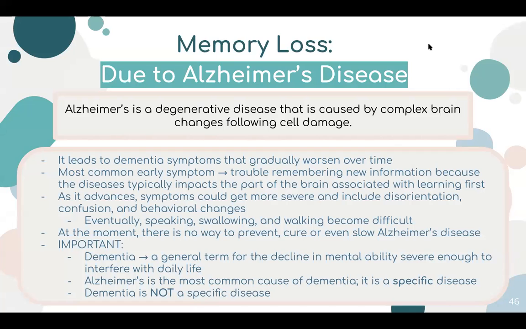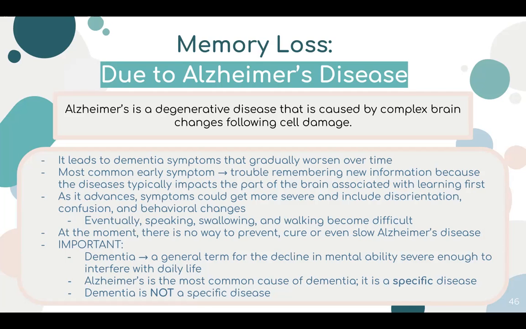The third factor is Alzheimer's disease. Alzheimer's is a degenerative disease that is caused by complex brain changes following cell damage. It leads to dementia, symptoms that gradually worsen over time. Most common early symptoms are trouble remembering new information because the disease typically impacts the part of the brain associated with learning. As it advances, symptoms could get more severe and include disorientation, confusion, and behavioral changes. Eventually, speaking, swallowing, and walking become difficult. At the moment, there is no way to prevent, cure, or even slow down Alzheimer's disease.